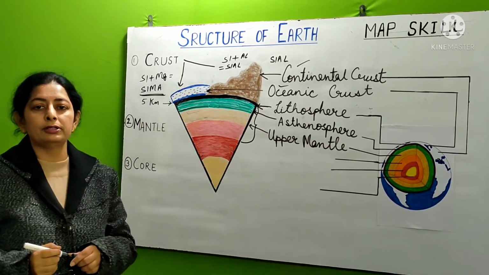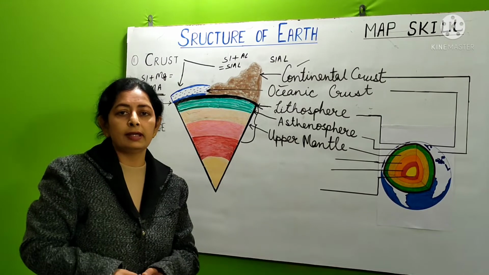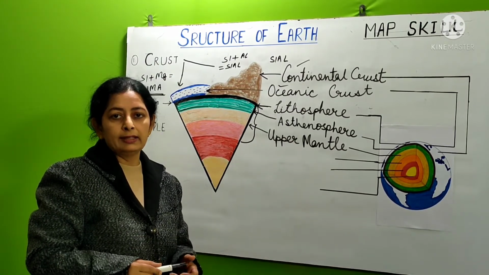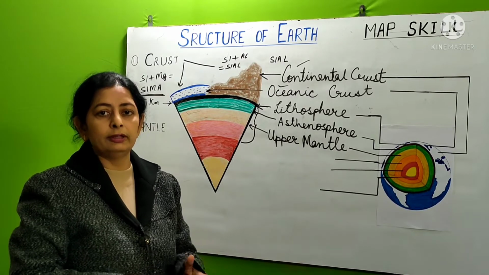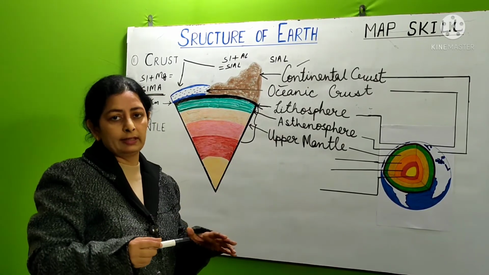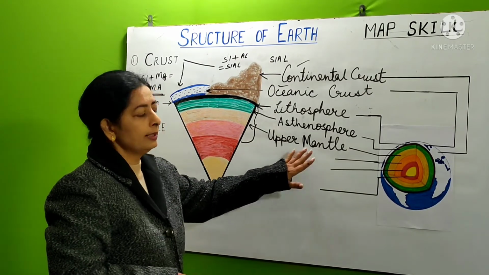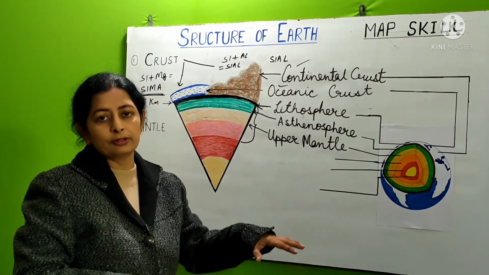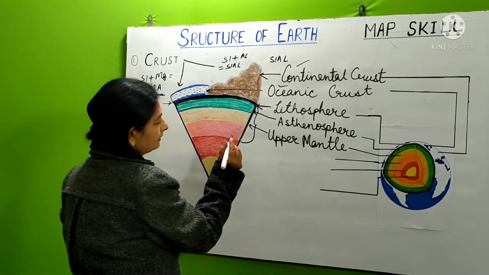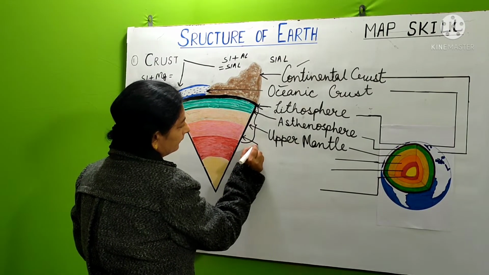Here the temperature is high, and because of this high temperature, the rocks which contain silicates and other metals also melt. And the rocks here are in molten state. So the upper mantle is in molten state because of high temperature. The next layer, below this, is lower mantle.